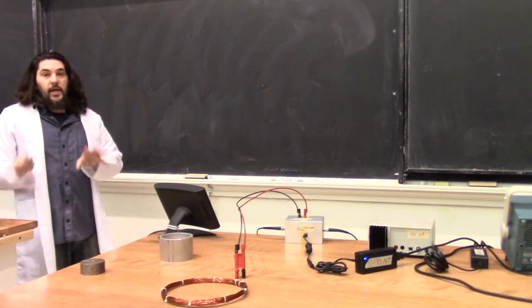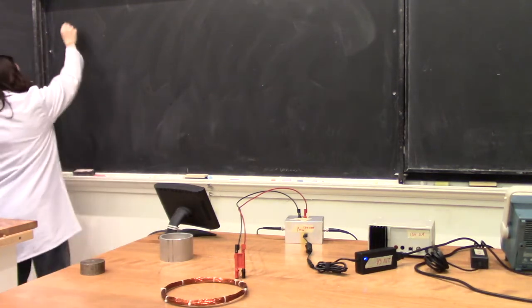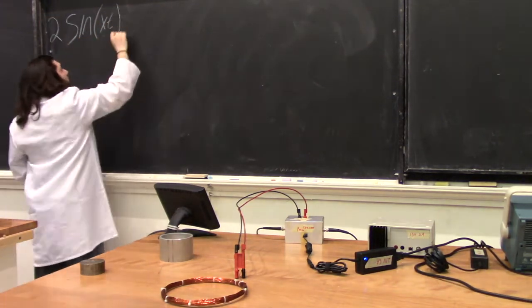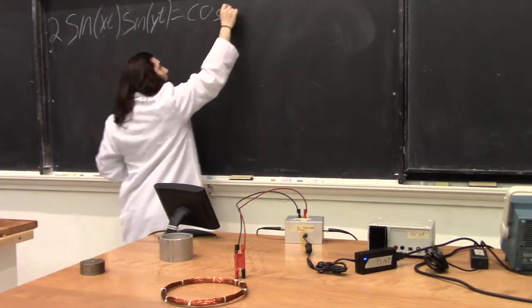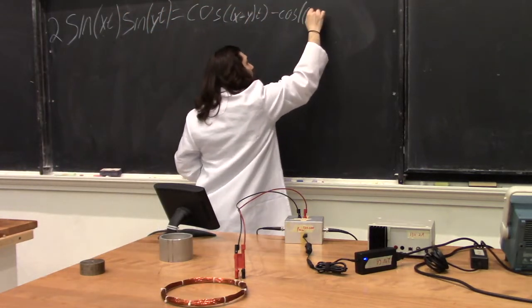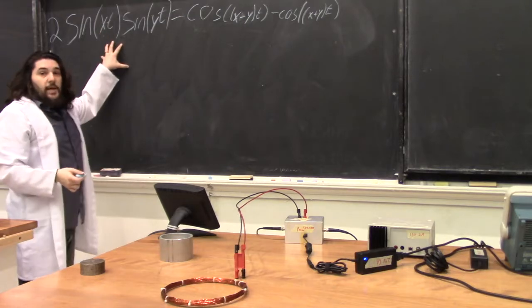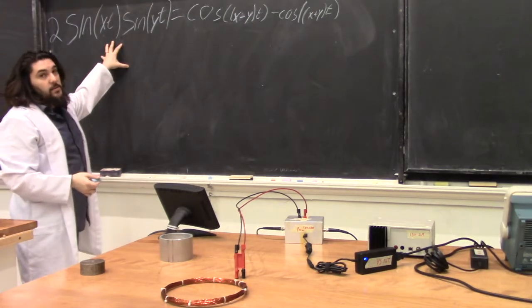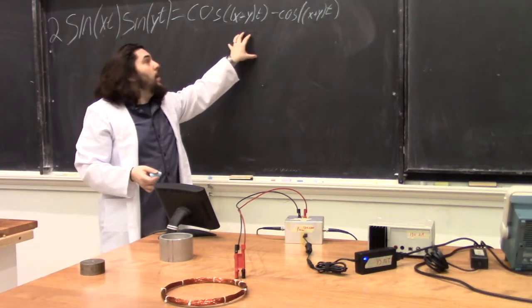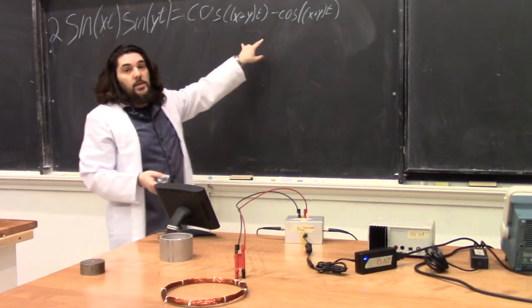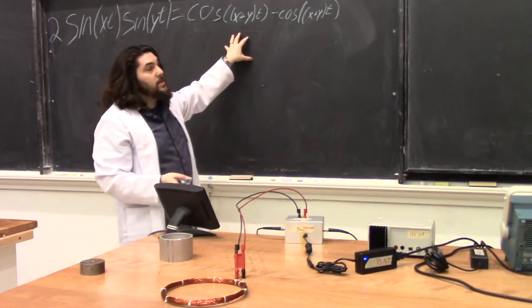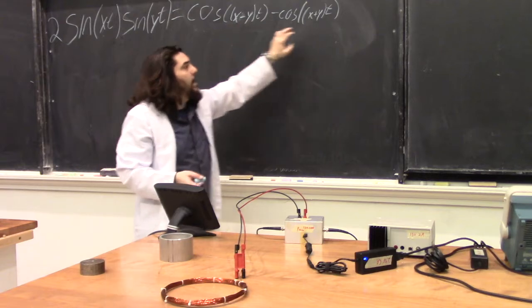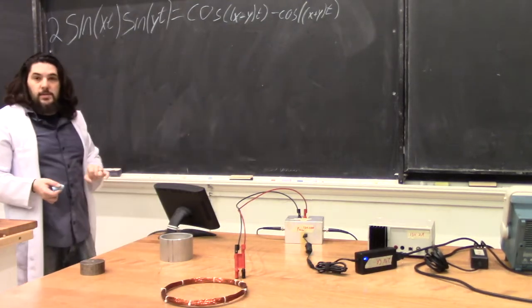If you remember your trig identities, you might recognize that if you multiply together two sine waves, the result is the sum of two cosine waves, and these cosine waves have frequencies that are the difference and the sum of the two previous frequencies.